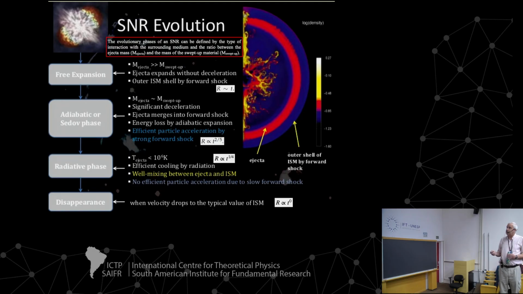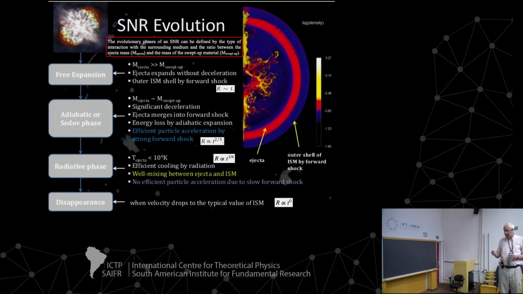And in this case, the main losses are adiabatic losses. For that reason, this is called the adiabatic or the Sedov phase of the expansion of the supernova. It lasts for around 30 to 40,000 years. This first phase lasts just a few thousand years. These two phases are very prone to accelerate particles up to relativistic energies.